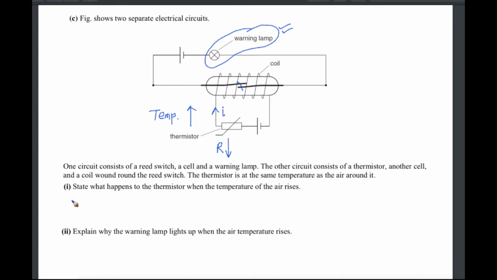So you can say as temperature increases, resistance decreases.